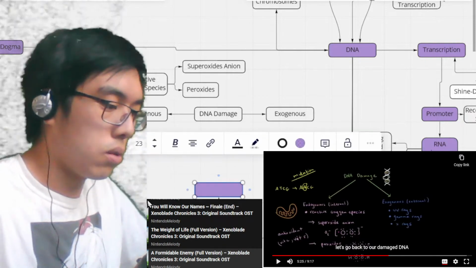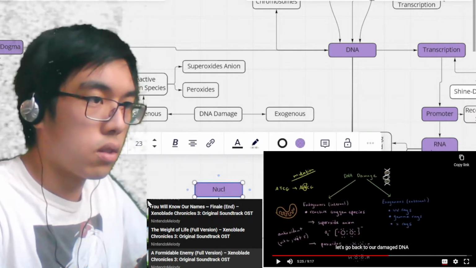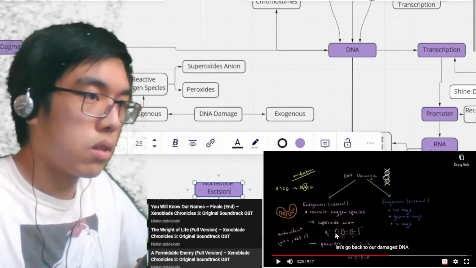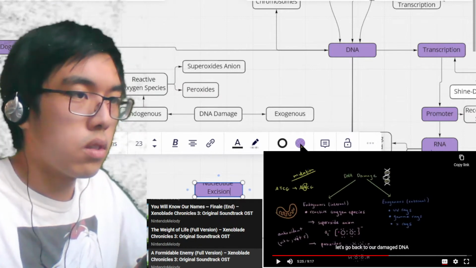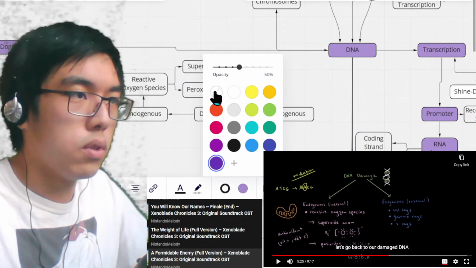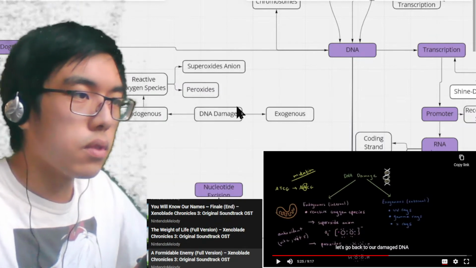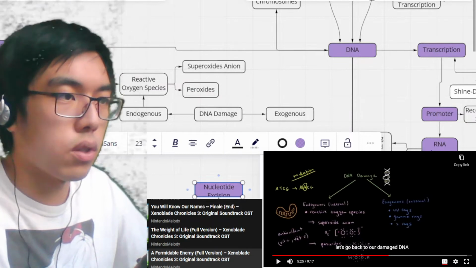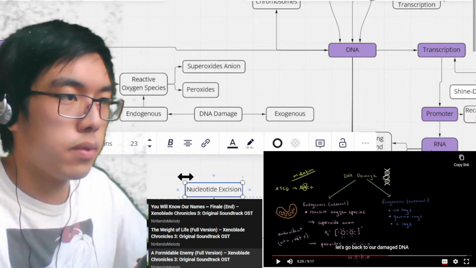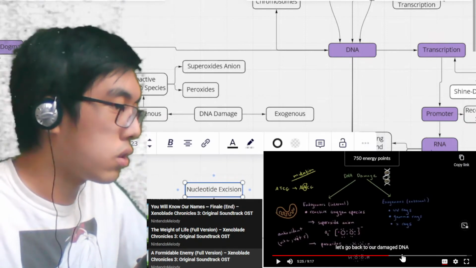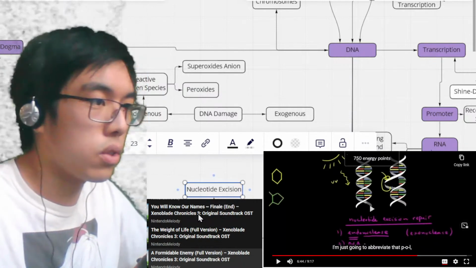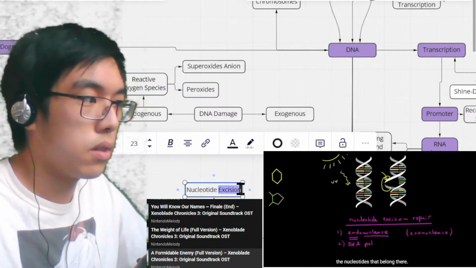Alright, and then this is the nucleotide excision thing. Mismatch repair does not need to be purple. Gotta have some standards for the purple path of central dogma. Nucleotide excision thing. What is it called again? Repair. Oh, of course it's called repair. It's going to come and bring the nucleotides that belong there.